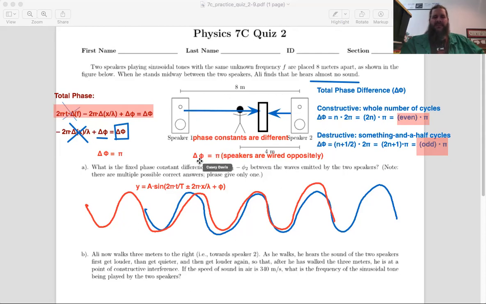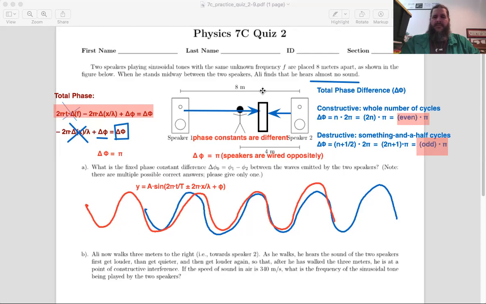So delta little phi, the difference in phase constant, will still be 1 pi or whatever it was in the beginning. But the delta X term will now be non-zero. There will be a difference in path length, which we could calculate as x2 minus x1 or x1 minus x2. You just want to choose an order of subtraction and be consistent with it. Any questions on that?